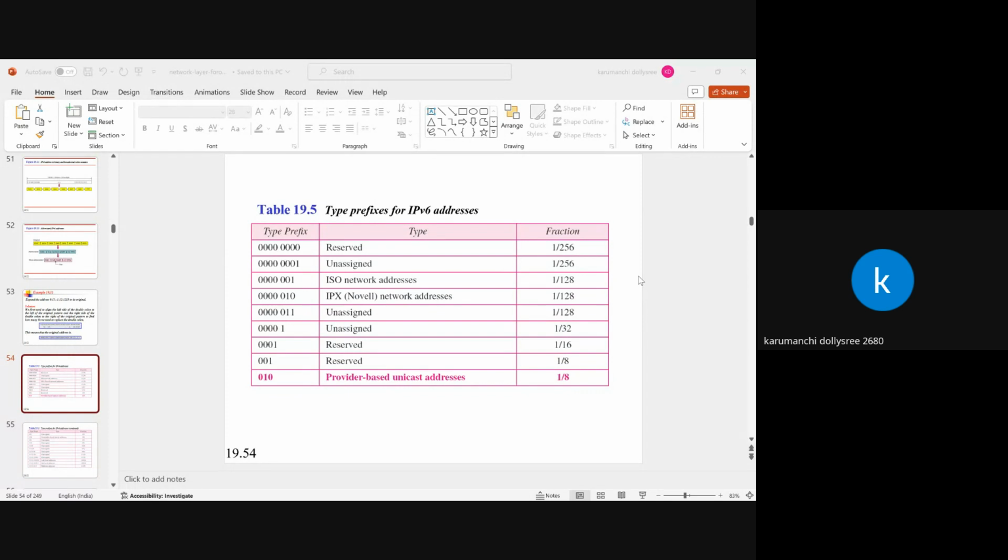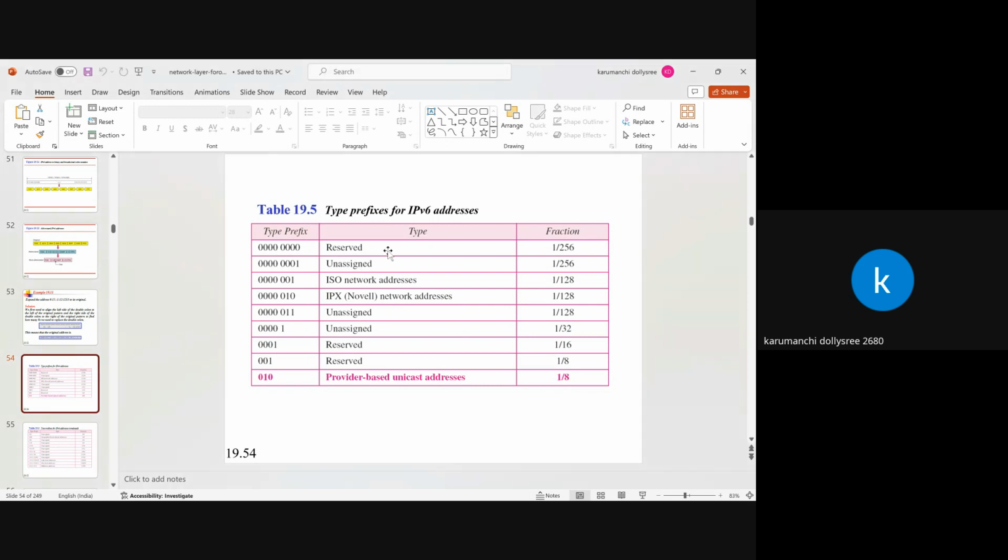So when an address is taken, for example, the type of address prefix can be easily determined by using a table which is given right here. For each type of address we have three different columns: one is fraction, another is type, and the other is type prefix. By these three columns, it shows how much fraction of each type of address is relative to the whole address space.